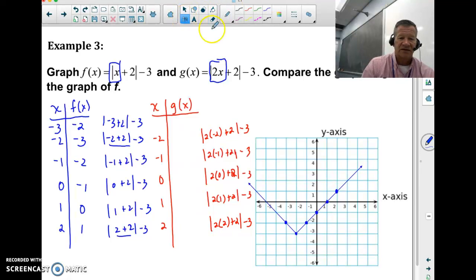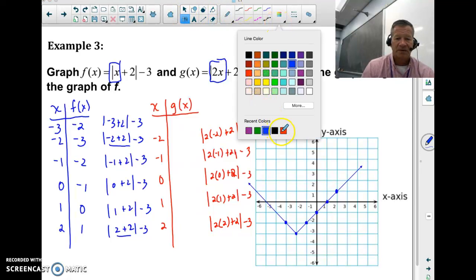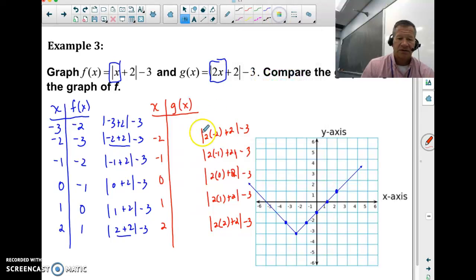So now let's look at the red graph, g of x. So 2 times -2 is -4. -4 plus 2 is -2, which has an absolute value of 2, and 2 minus 3 is -1. 2 times -1 is -2, plus 2 is 0, which has an absolute value of 0, and when you subtract 3, you get -3, so it's gone down.